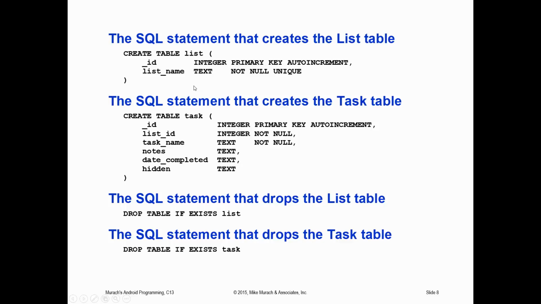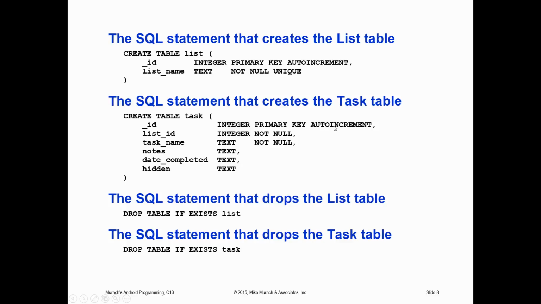Now here is the SQL that creates the list table and the SQL that creates the task table. This shouldn't look very new to you, all right? Other than, again, since we only have integer and text and real, okay? You see, everything has to be one of those types. In this case, just integer and text.